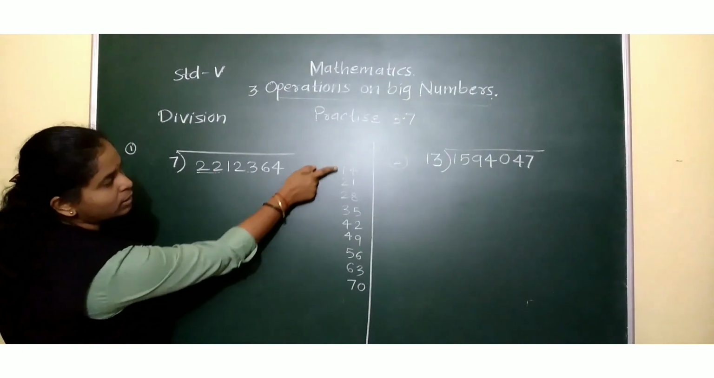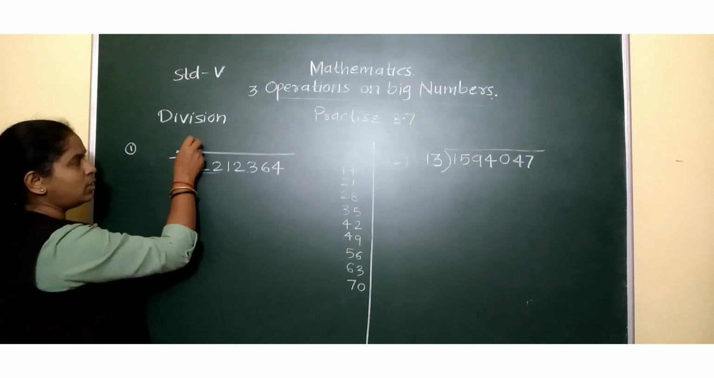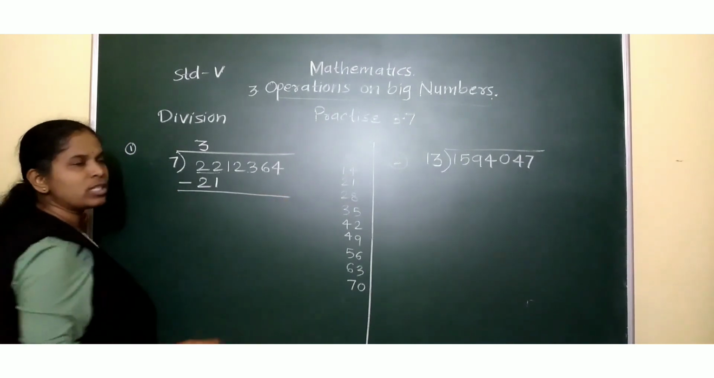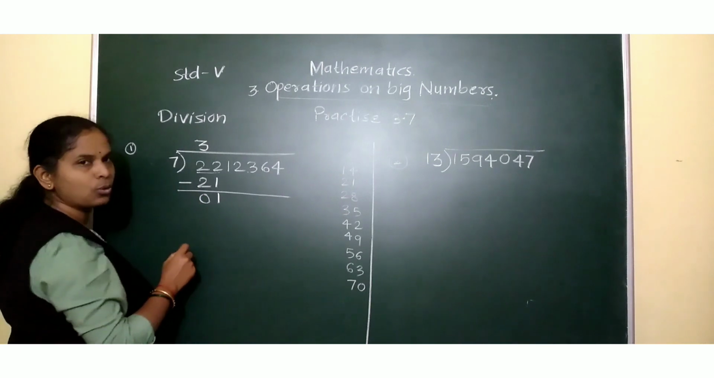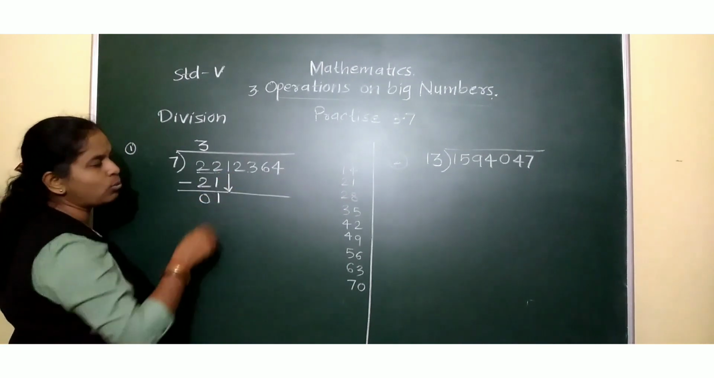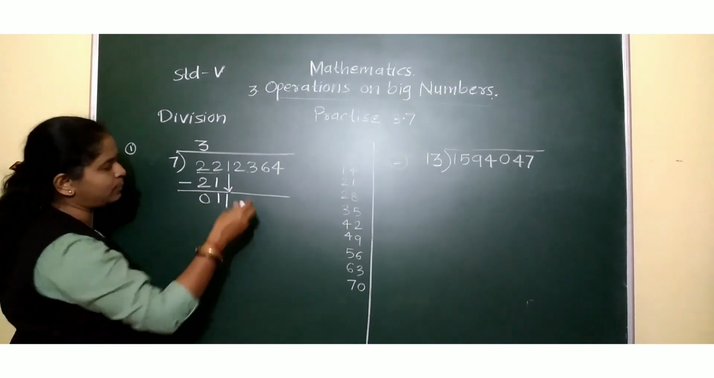So 7 at which place? 3. See, 7 3s are 21. We have to subtract. Now 2 minus 1, 1. 2 minus 2, 0. Over. Now at a time only one digit we can take down. So now next digit is 1. So that one we will take.